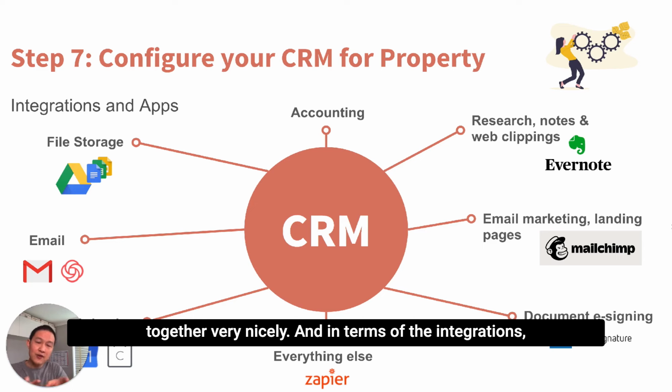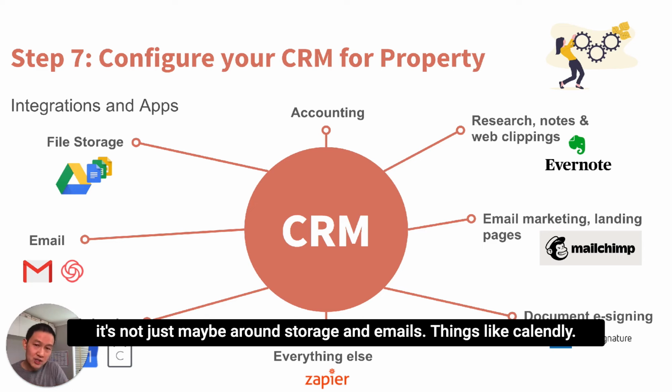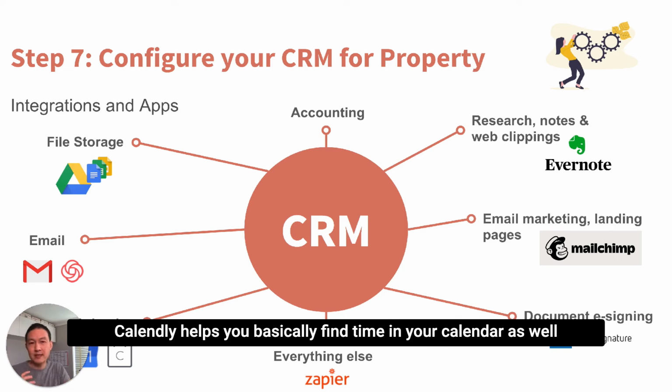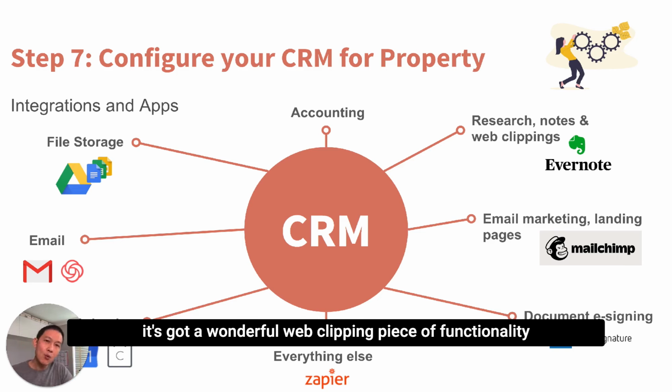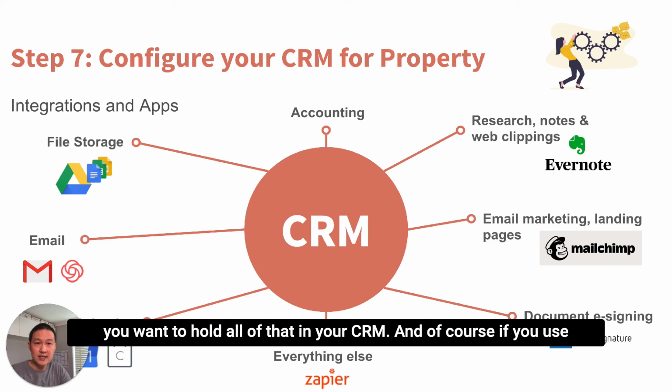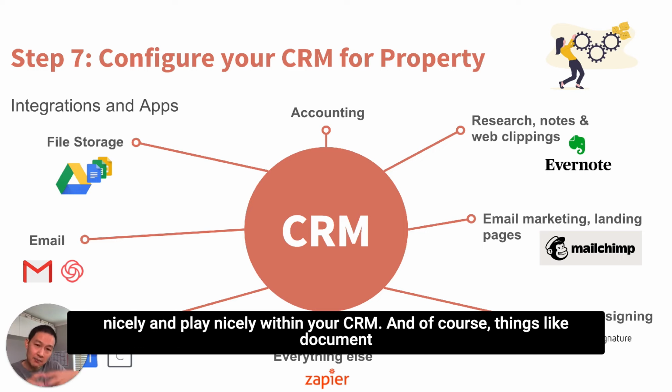And in terms of integrations, it's not just around storage and emails. Things like Calendly. Calendly helps you find time in your calendar, as well as the lead's calendar or your investor's calendar. Nice and easy. So cut out all of that time trying to find a suitable time going back and forth. Evernote, if you're doing lots of clippings on the web, has wonderful web clipping functionality. You want to hold all of that in your CRM. And of course, if you're using email marketing, such as MailChimp, does that connect and play nicely with your CRM?